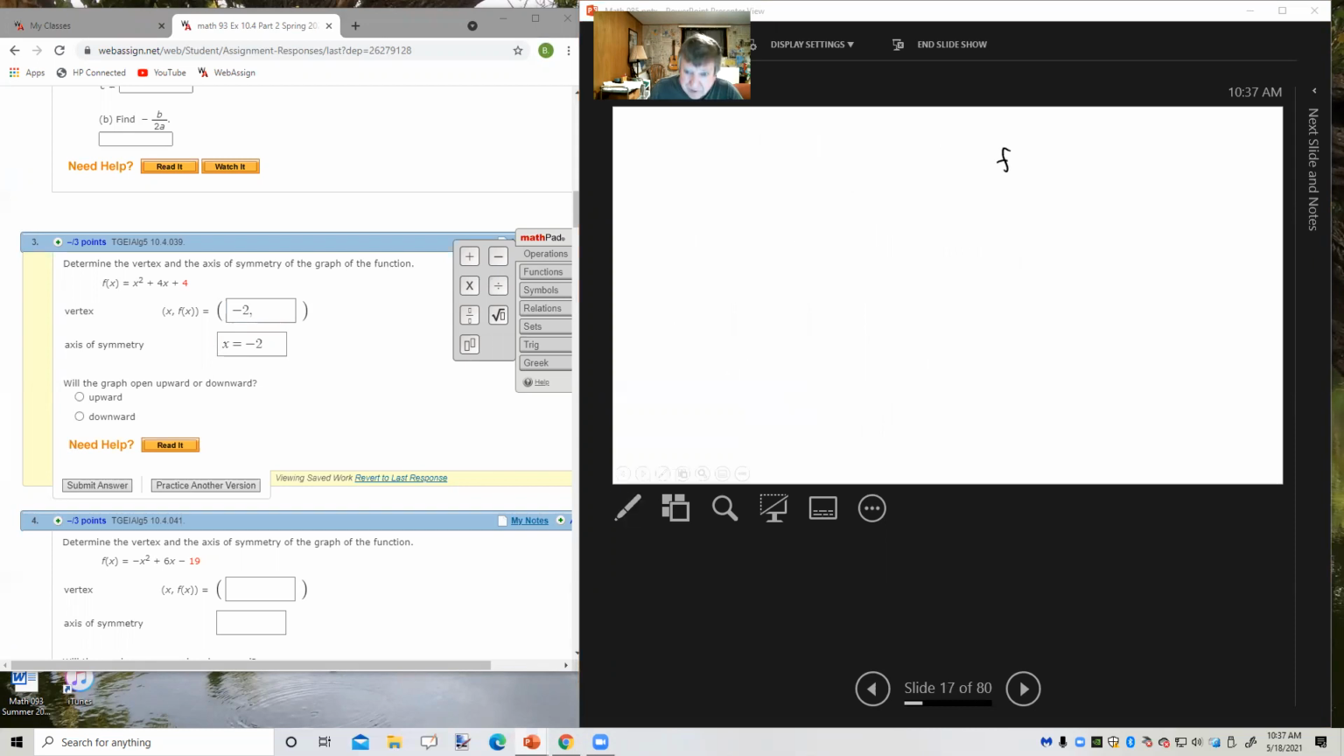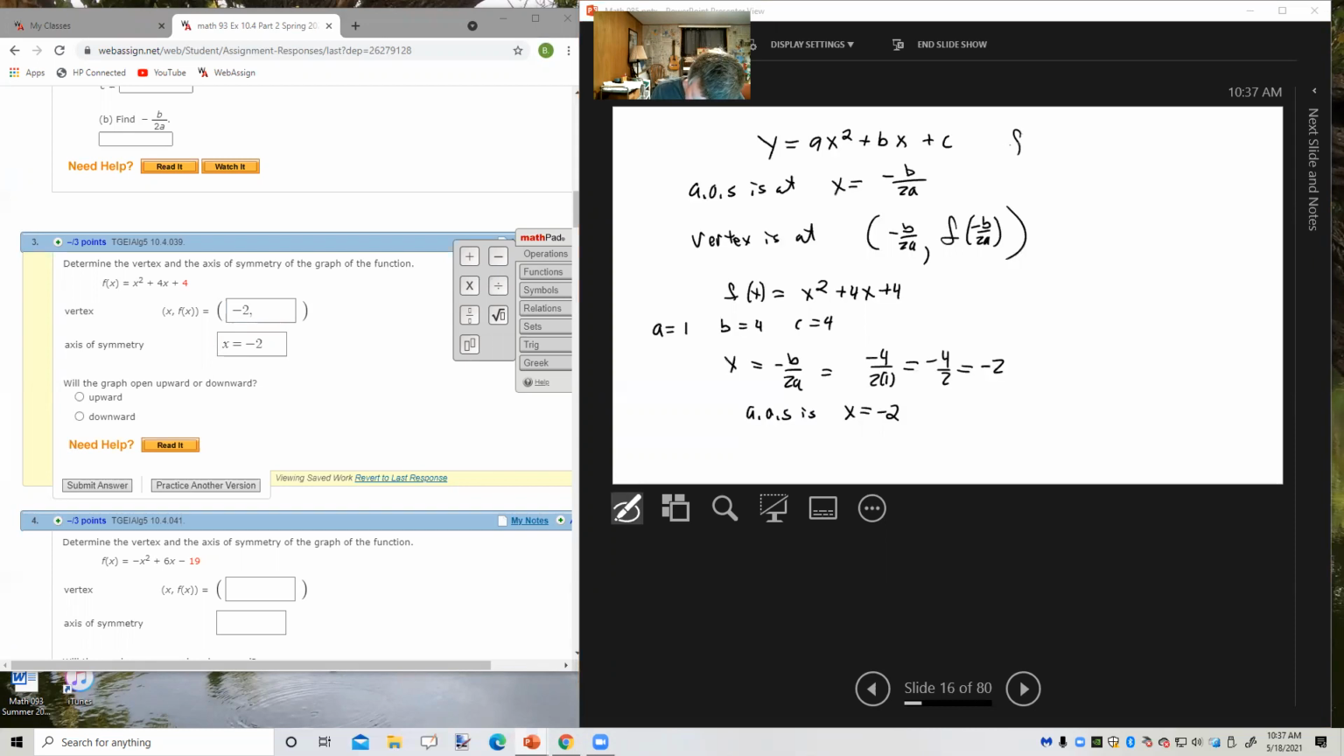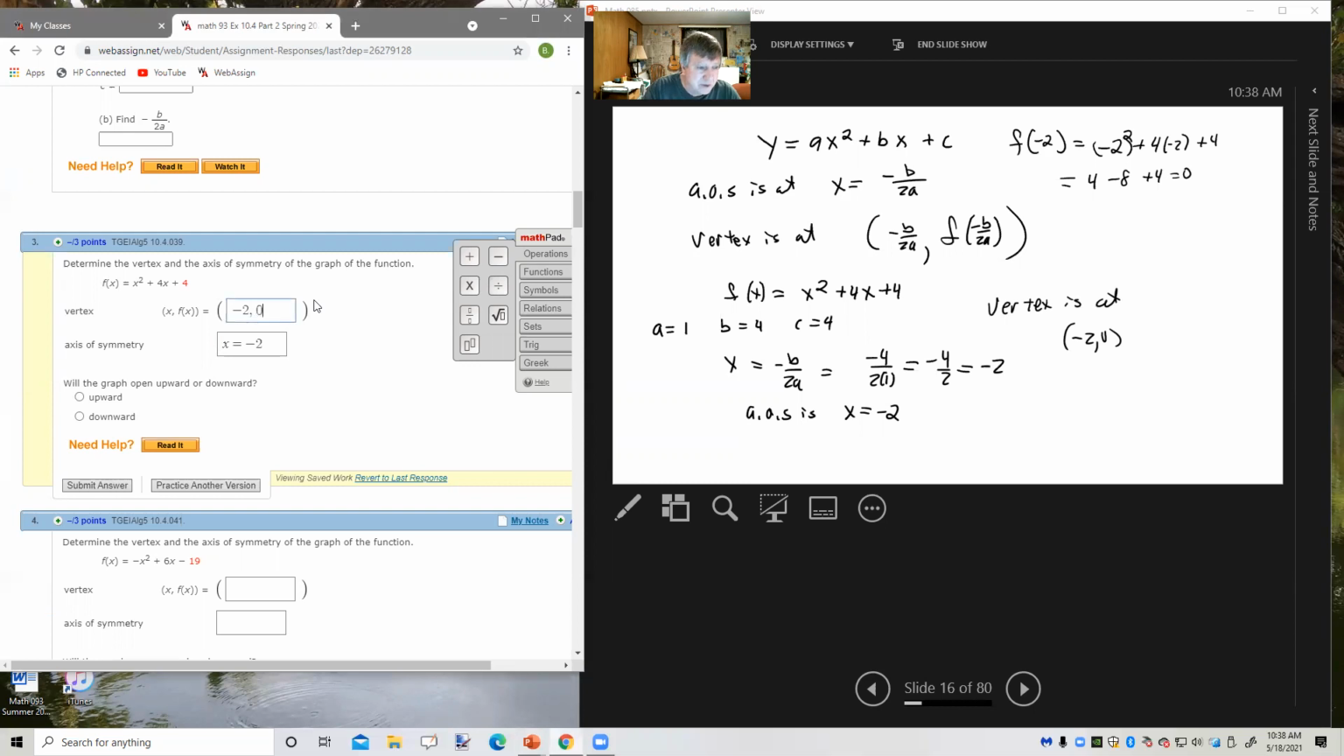So back over here, we're going to find f of negative 2, which is going to be negative 2, the quantity squared, plus 4 times negative 2 plus 4. Negative 2, the quantity squared is 4, plus 4 times negative 2 would be minus 8, plus 4 is going to be 0. So the vertex is at negative 2, comma 0. So let's go over here and put in our 0.